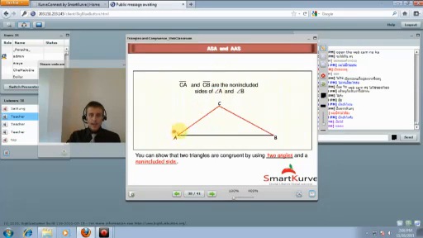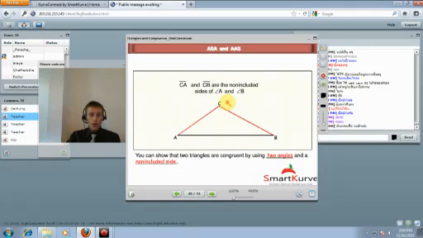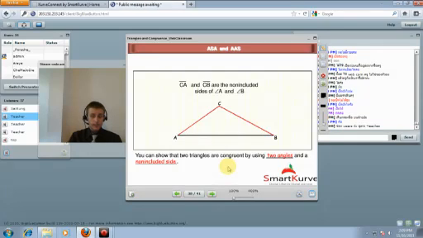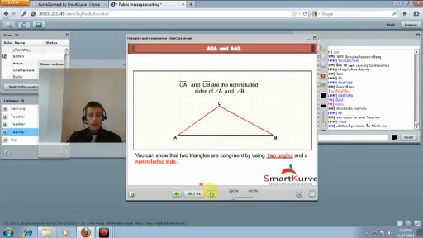Now, side CA and side CB are the non-included sides of angle A and angle B. You can show that two triangles are congruent by using two angles and a non-included side. So if we know that angle A and angle B are congruent, and either side AC or side CB is congruent, then we can say that the triangles are congruent.